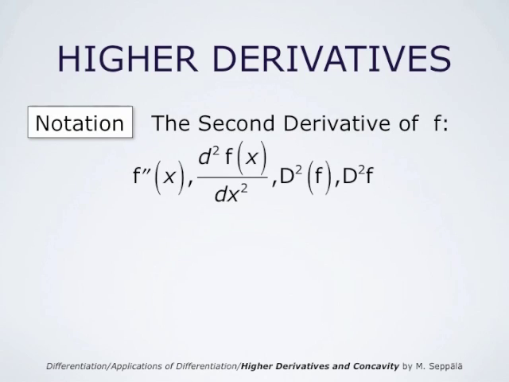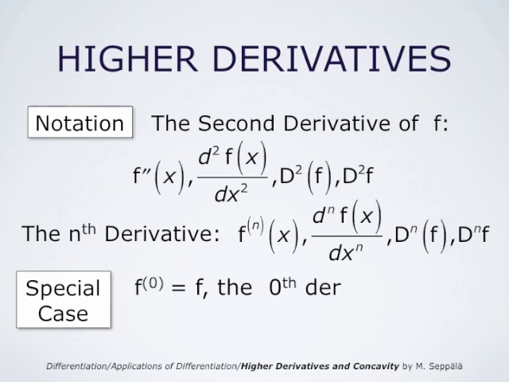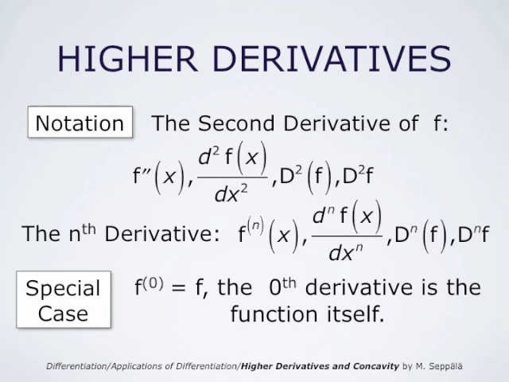This can be repeated to form higher derivatives. The notation for the second derivative is f double prime of x, d squared f(x) over dx squared, capital D squared f within parentheses or without parentheses. The general nth derivative of a function is denoted by f with superscript n within parentheses (x), d^n f(x) over dx to the power n, capital D to the power n f, within parentheses or without parentheses. And for notational convenience, there's a special case. The zeroth derivative, f with superscript 0 within parentheses, is the function itself.